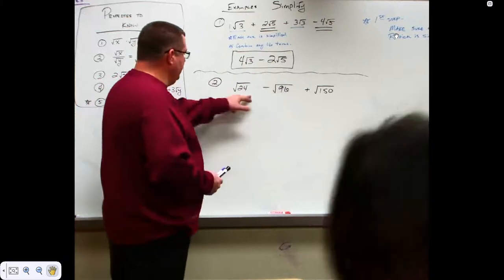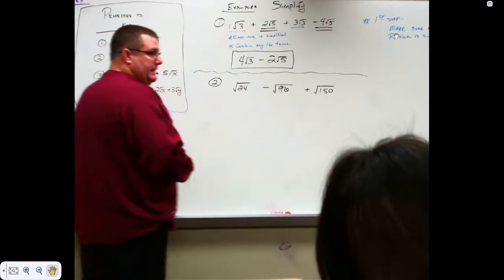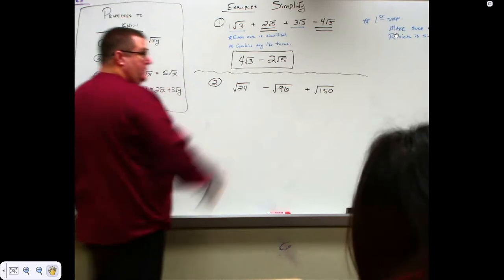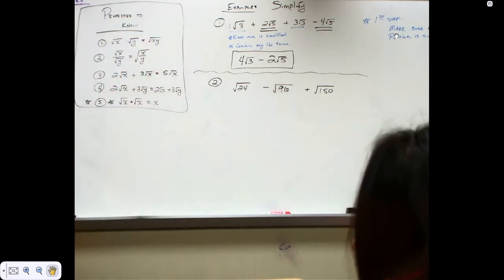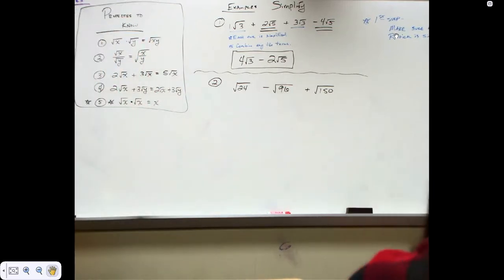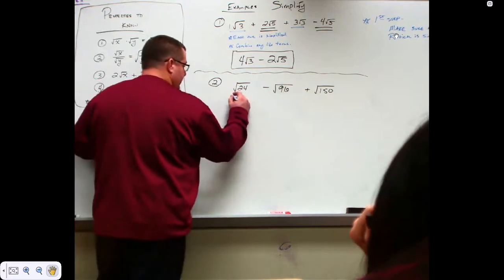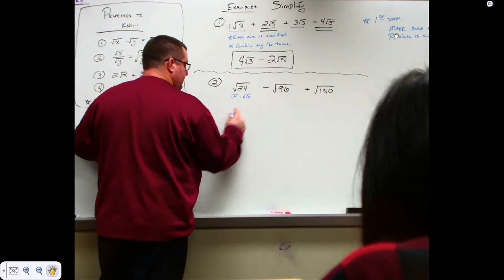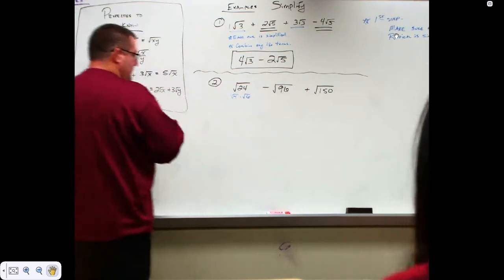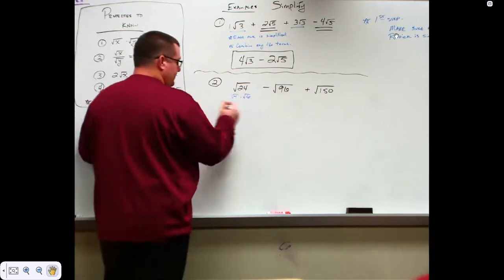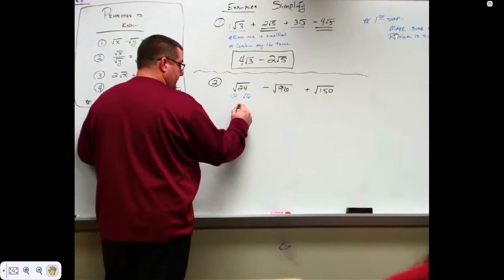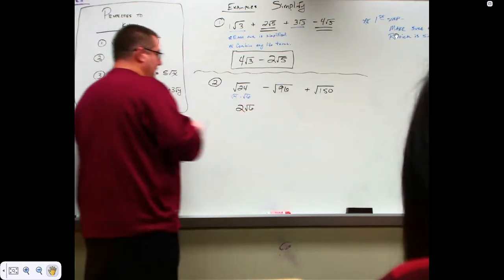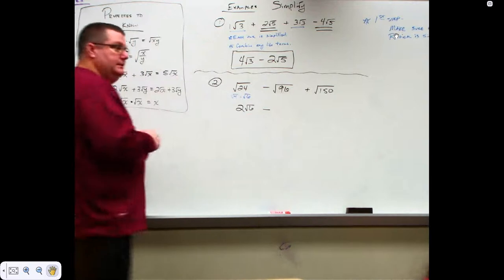And I'm okay if you make this a little smaller underneath here, but I still want to see it. How would I split this one up? What's the largest perfect square factor of 24? What's the largest number on this list that will divide into it? 4. So this would become square root of 4 times square root of what? 6. Simplifying to what? All right, 2 radical 6. Now, don't forget your negative right there.